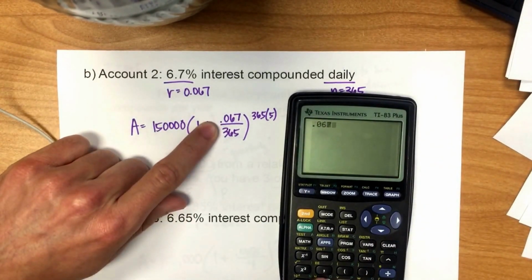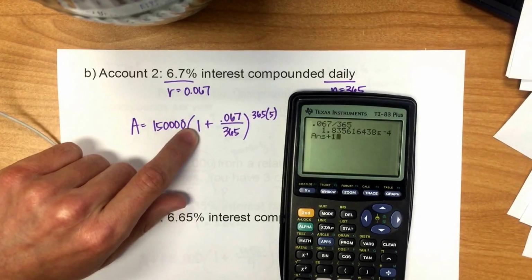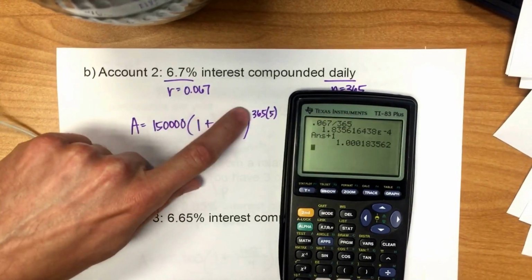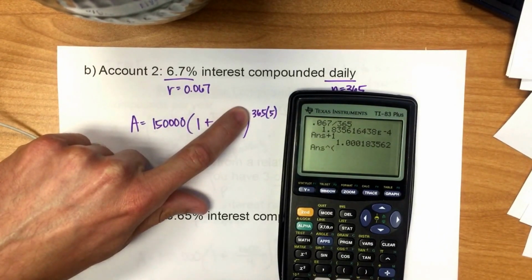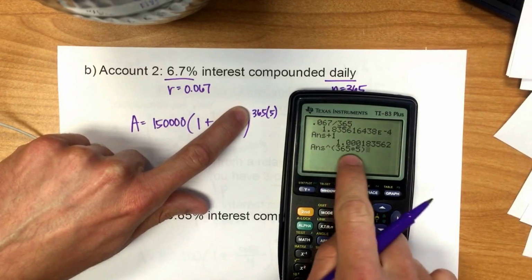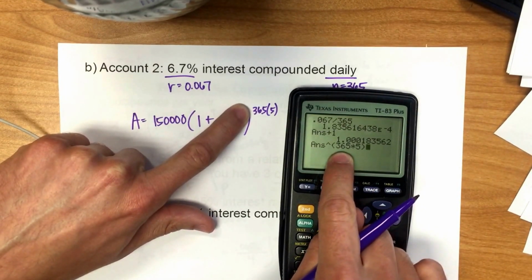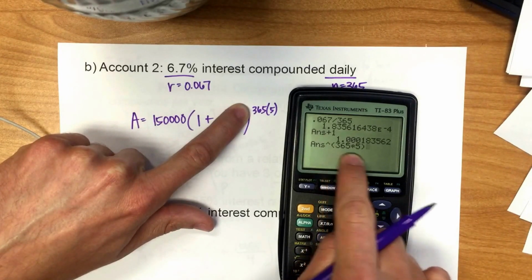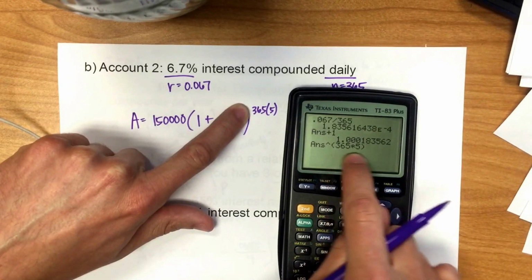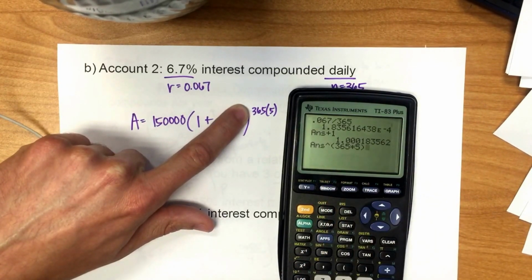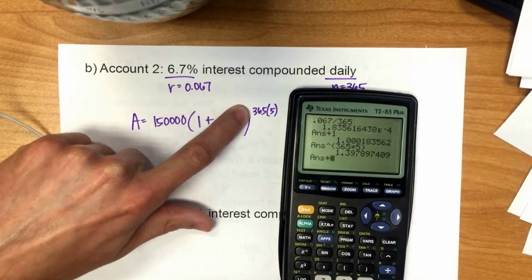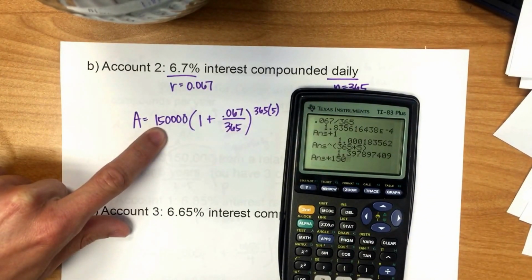Fraction first. Take that, add 1. Take that, raise it to this power. So I'm going to put this in parentheses, 365 times 5. If you don't put that in parentheses, your calculator is going to raise it to the 365 power and then multiply the whole answer by 5. So you want it to multiply first, then do the power. Then I'm going to take that number and multiply by my investment of 150 grand.